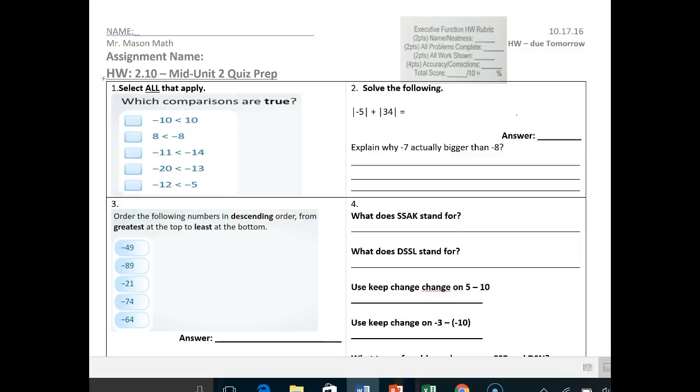So tonight your homework is a little bit different than usual. I'm calling it a mid-unit 2 quiz prep. Basically what you can get from this homework is that these are types of questions that I may or may not ask on your quiz coming up on Friday.